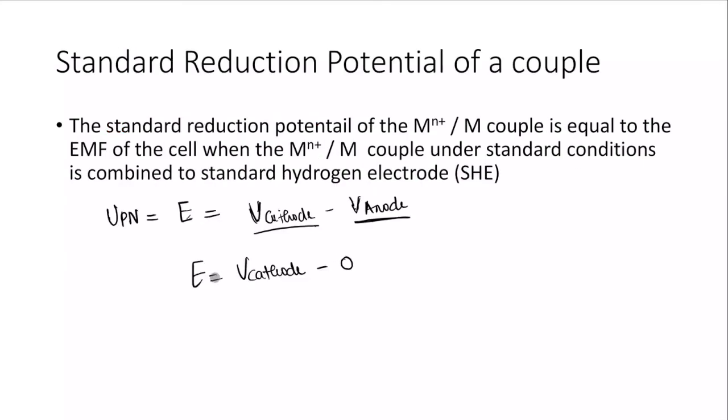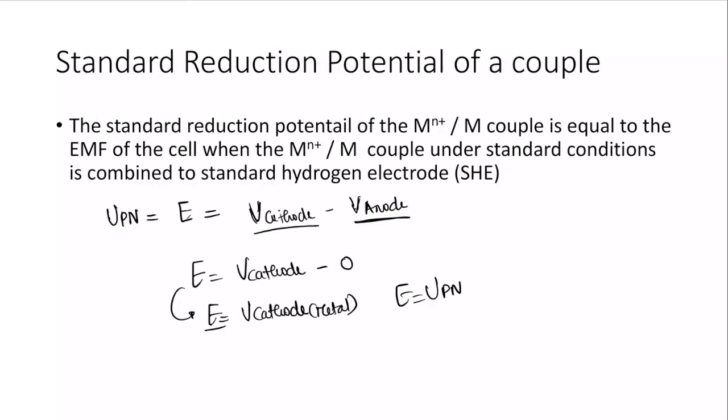Now this implies that E, the electromotive force, is V for the cathode, or in this case we have the metal that we want to calculate. How do we calculate E? E is equal to the EMF, which is the number that the voltmeter indicates in the voltage. The potential difference, actually, the number that the voltmeter indicates, which means the potential difference.